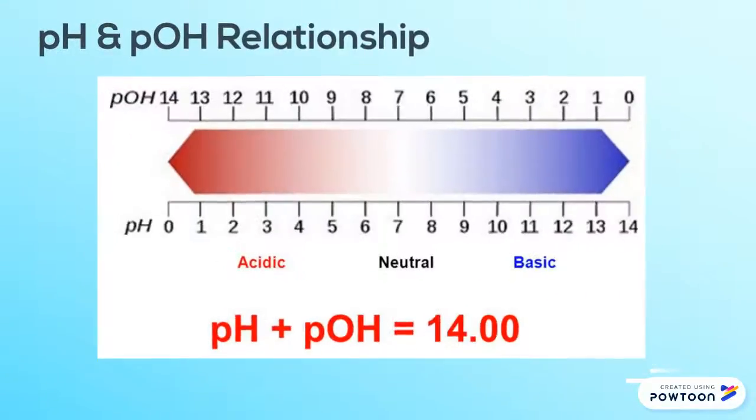The pH and the pOH do have a relationship. Here you can see their two scales being compared. For a solution, the pH plus the pOH should always add up to 14. So if you know the pH, you can find the solution's pOH, or vice versa.